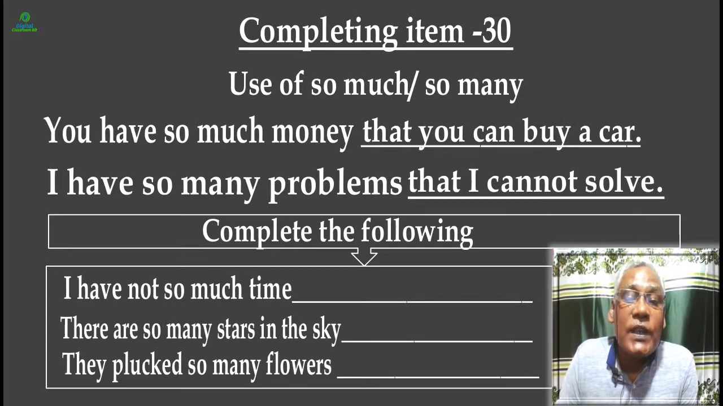Now complete the following sentences. You have to do it by yourself. I have not so much time, dot dot dot. Number 2. There are so many stars in the sky, dot dot dot. And number 3. They plucked so many flowers, dot dot dot.